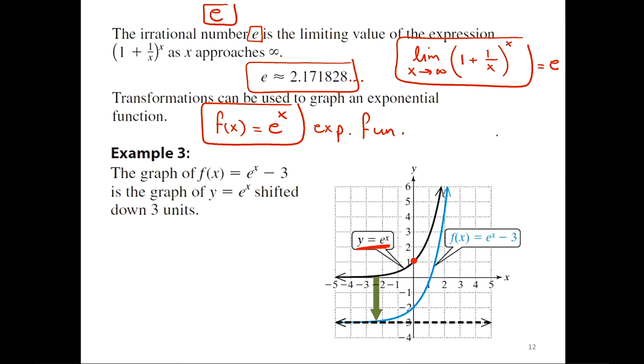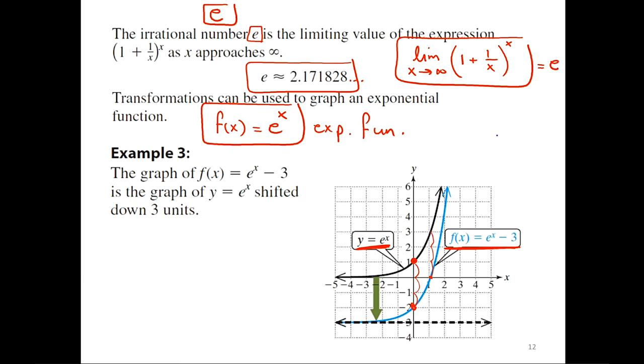Now, this is f of x equals e to the power x. But if we have e to the power x minus 3, we have shifting down by 3 units. So we have 1, 2, 3. All the graph is shifting down 3 units.